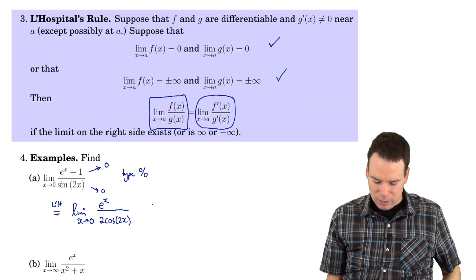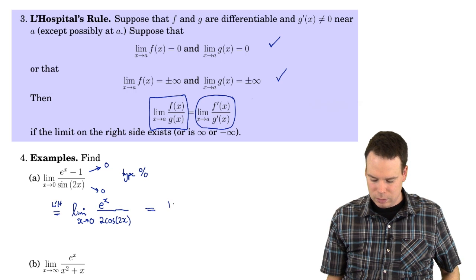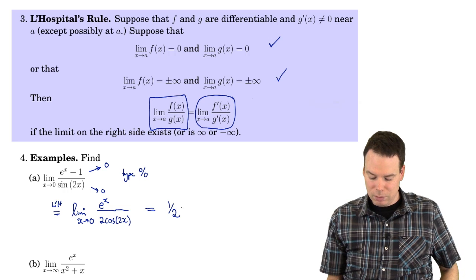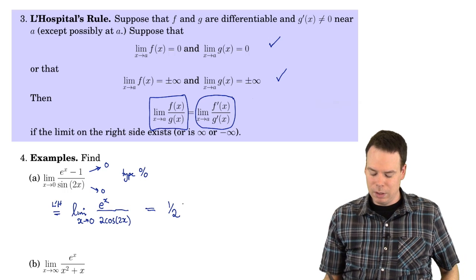And now if we stare at this one, we say, well, as x goes to 0, the top goes to 1, the bottom goes to 2, and so that's no longer of type 0 over 0. That's a value, that's a limit that we can actually compute just by popping x equals 0 in, and we get a value of a half.